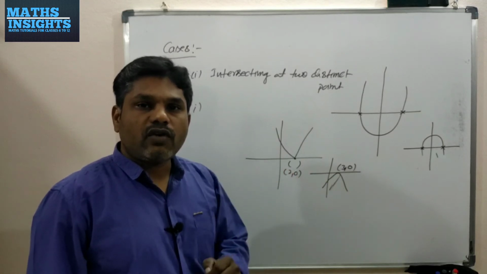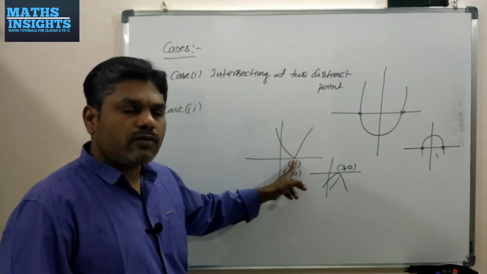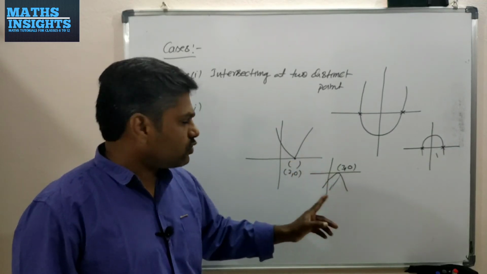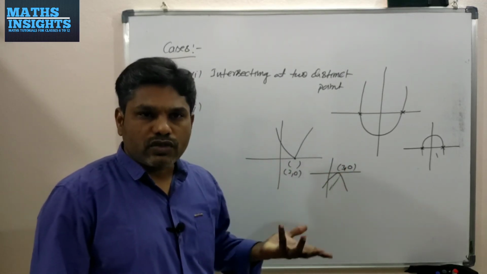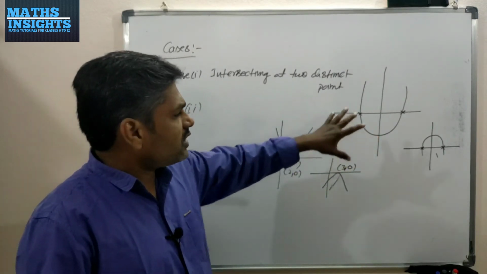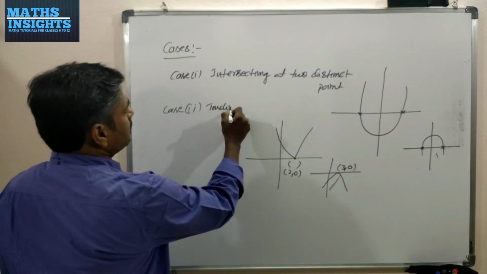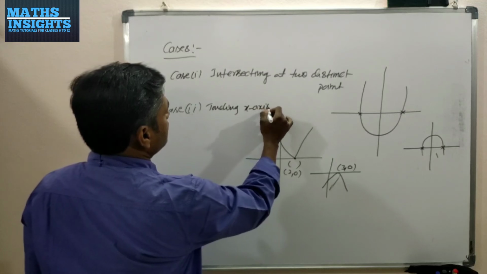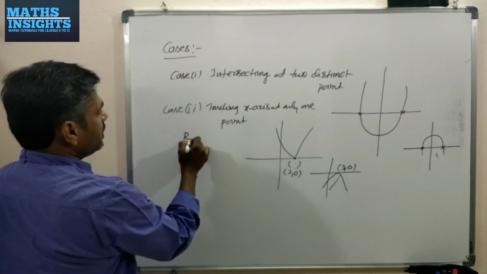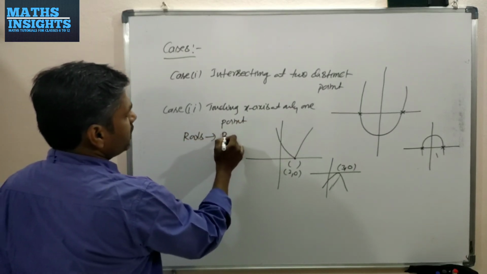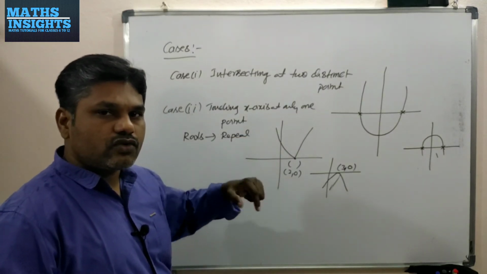Why? Because for every quadratic polynomial you shall have 2 zeros. So when it is touching at only one point, you have to repeat it twice. 2 comma 2 are the 2 zeros. In this case, 3 comma 3 are the 2 zeros. So we have to write the same description as in this case. And the final case is touching the x-axis at only one point. Roots will repeat. That means the point 2 comma 0, x coordinate is 2, so 2 comma 2.